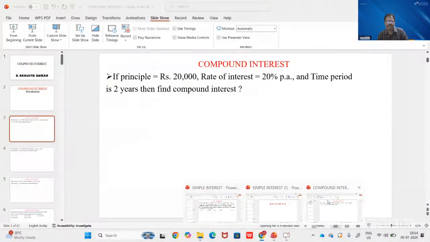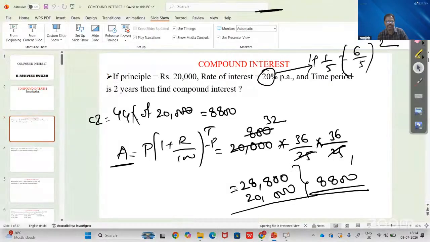Using net effective will be very easy when compared to the formula method. In the formula method we need to do the multiplication and cancellation, so it will take more time when compared to the net effective rate. So next question.